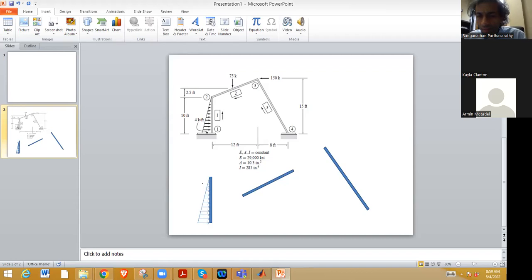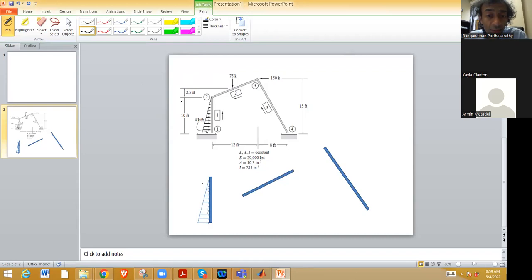So first, this is the frame problem, the one problem in the last homework. So let's work on that. Now, let's first, you can see this frame structure here that I just reproduced. And I split it up into the three members. So you have 3, 1, 2, 3, and the coordinates are numbered as 1, 2, 3, 4.